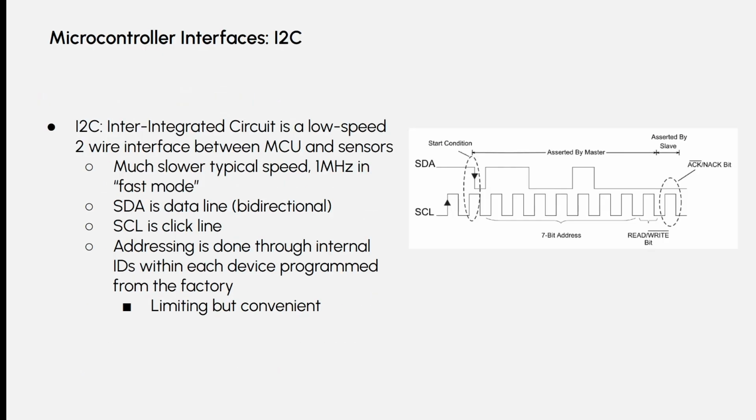I2C is much slower. It's a 2-wire interface. You don't need a chip select pin. All the devices basically come pre-programmed from the factory with an ID, which is an advantage, but also kind of a disadvantage, because it means that if you want 2 of the same device, you basically just can't have it, because you have no way of discerning between them. It's okay. It works. The data line is bidirectional, so you have one clock line and then data can flow both directions in one line.